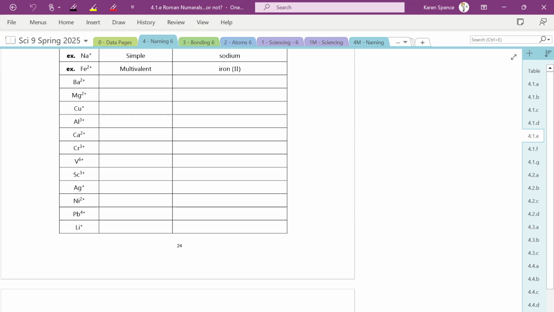The second thing we do is we go and look up the chart for the charge. And then you add up all your negatives. See the negative 3.